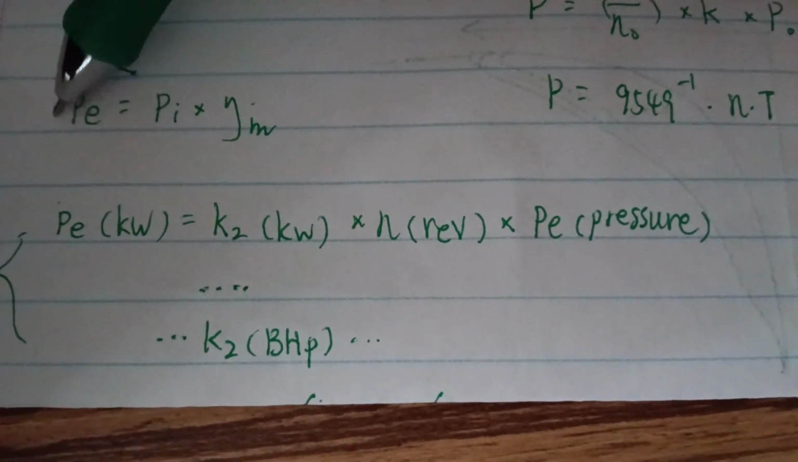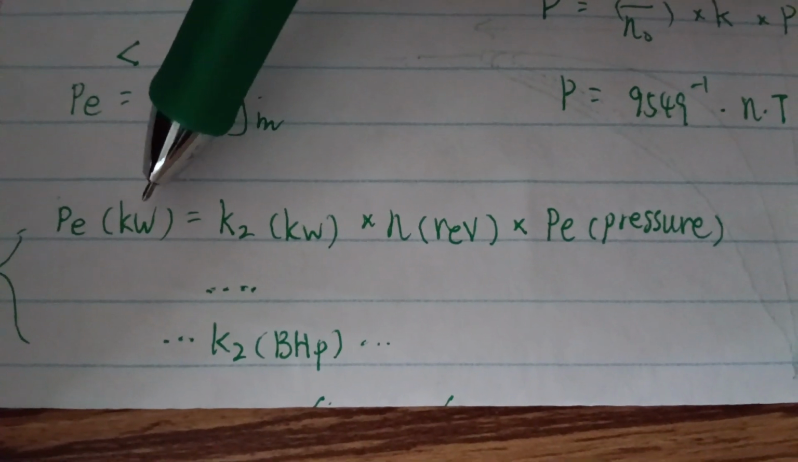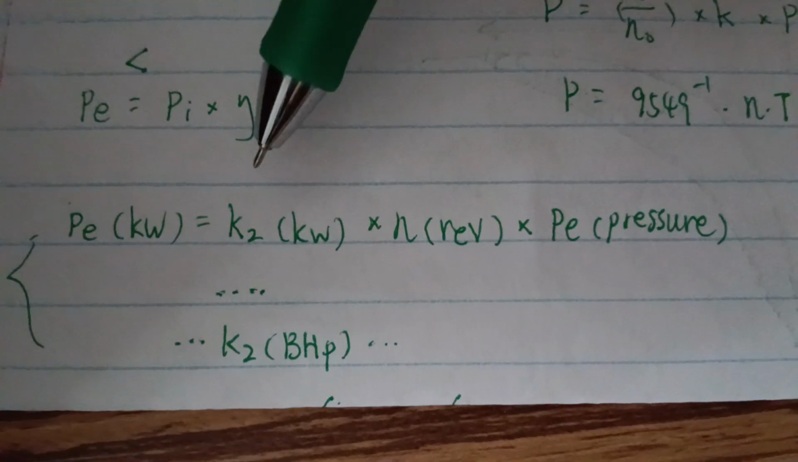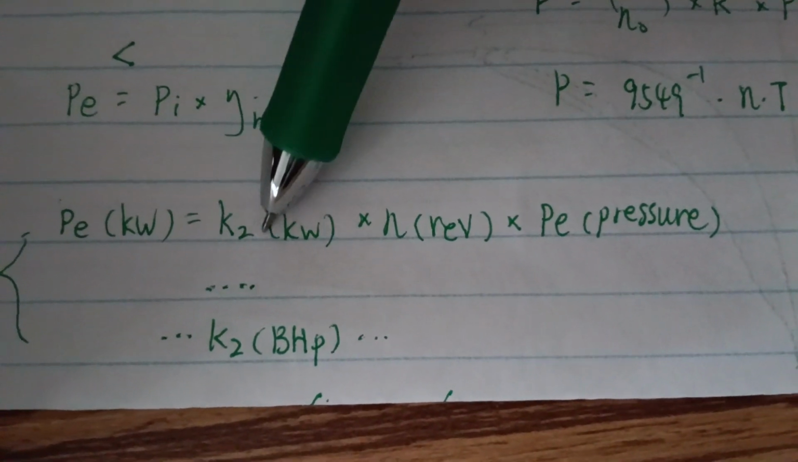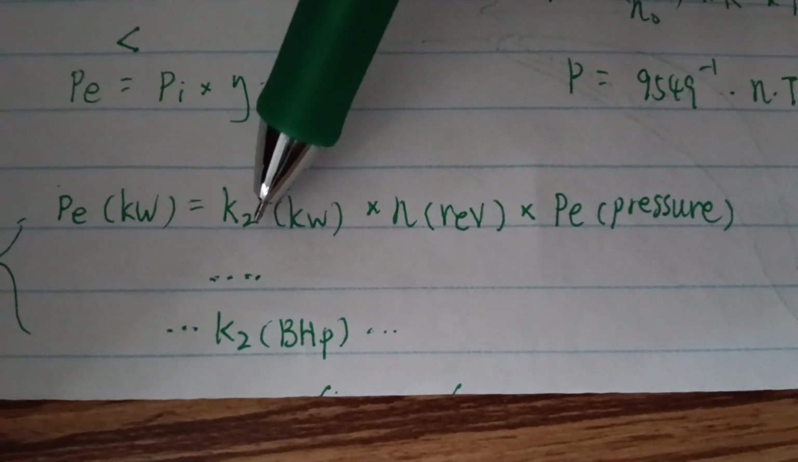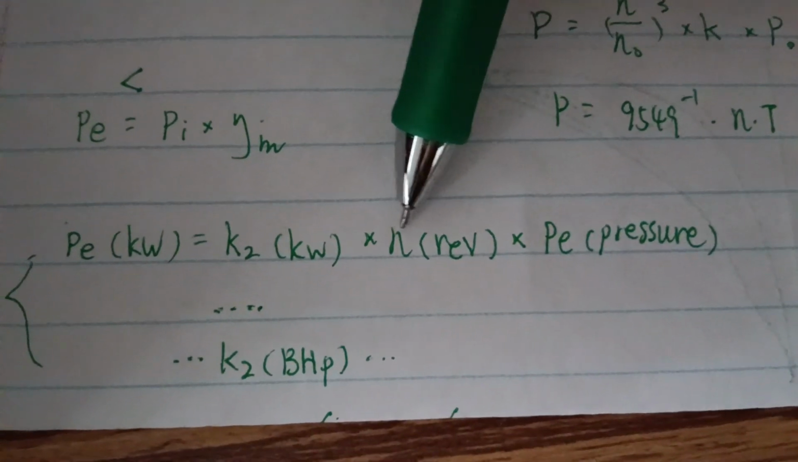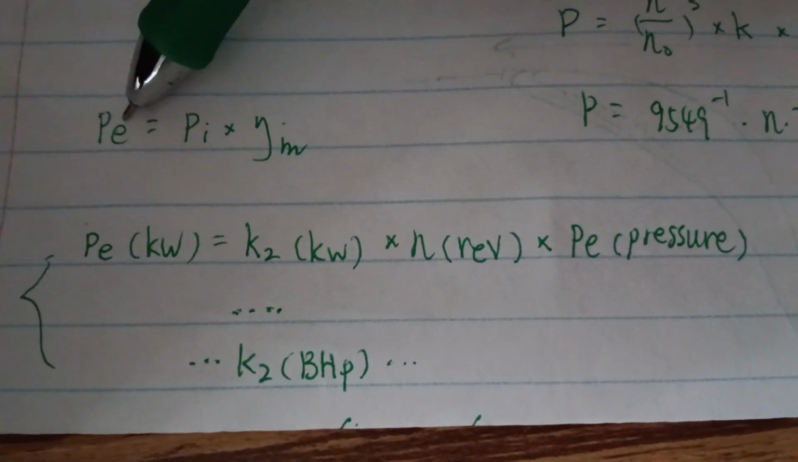Remember that this is the pressure and this is the power. So I just added kilowatt and pressure here for you to see it more clearly. This number is a constant. You can get it from the engine manual, normally the operation manual of the engine. This is the actual engine speed you are running now. This is what we get from this equation here.